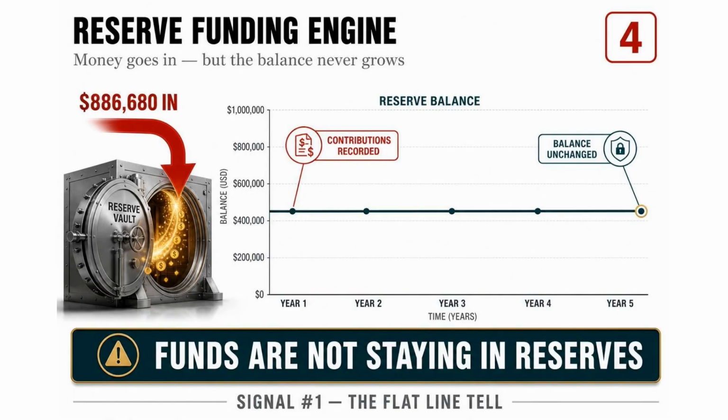1. Reserve funding engine. The signal: the budget shows large annual contributions. Example, $886,680, but the reserve balance does not increase. Interpretation: money going in is not actually staying in the reserves.